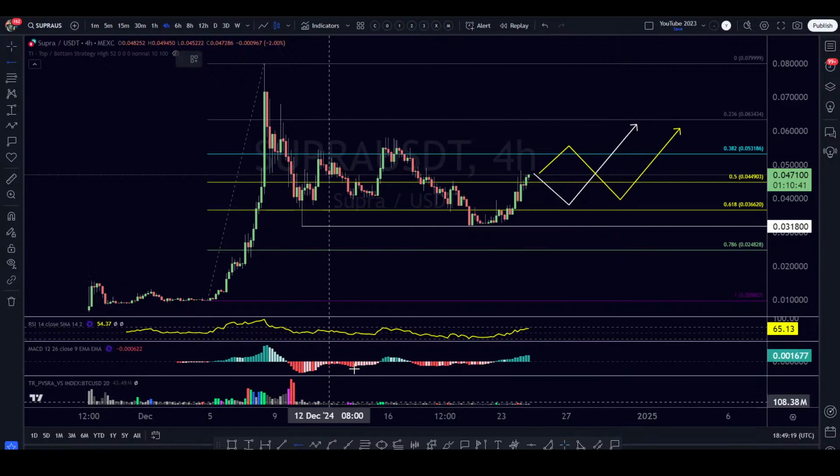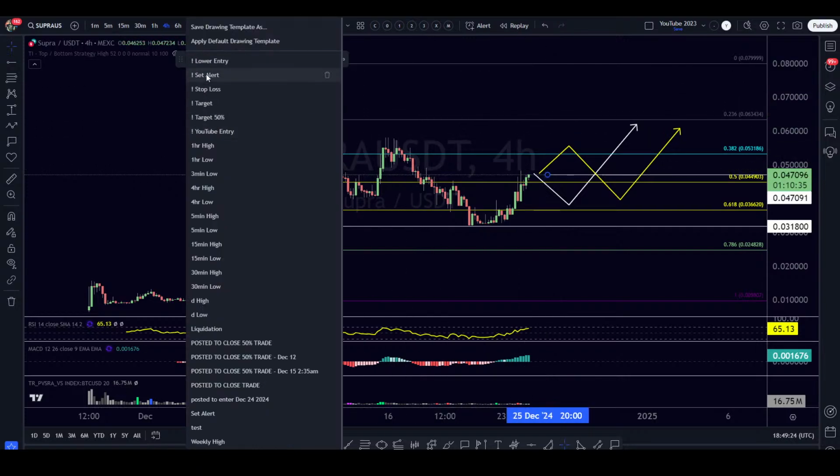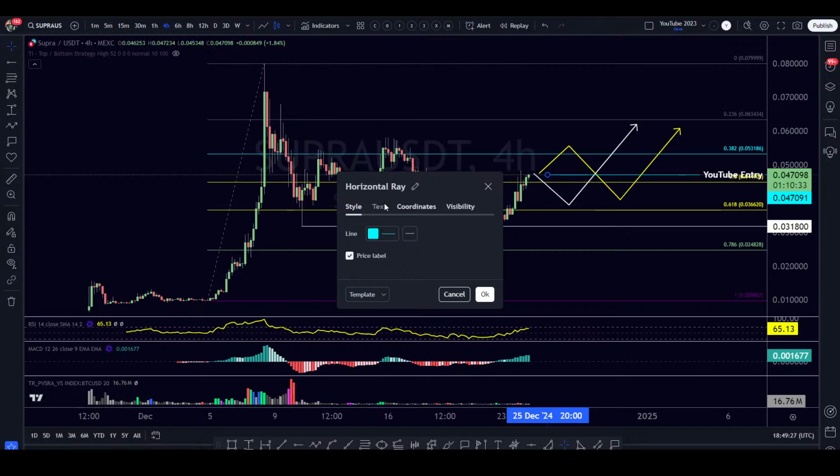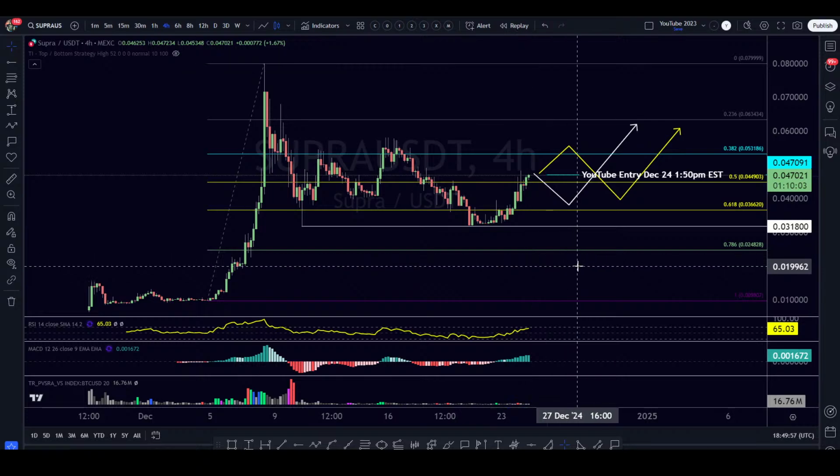So for this one, how would we enter this trade? Well, we would do an enter now. So this one would be an entry now. We're gonna come over here. Let's go to the text. Let's put this one December 24 at 1:50 p.m. Eastern Standard Time. I gotta type slow because it's right by the mouse. And let's put some spaces on that. Okay. So this is our entry now.